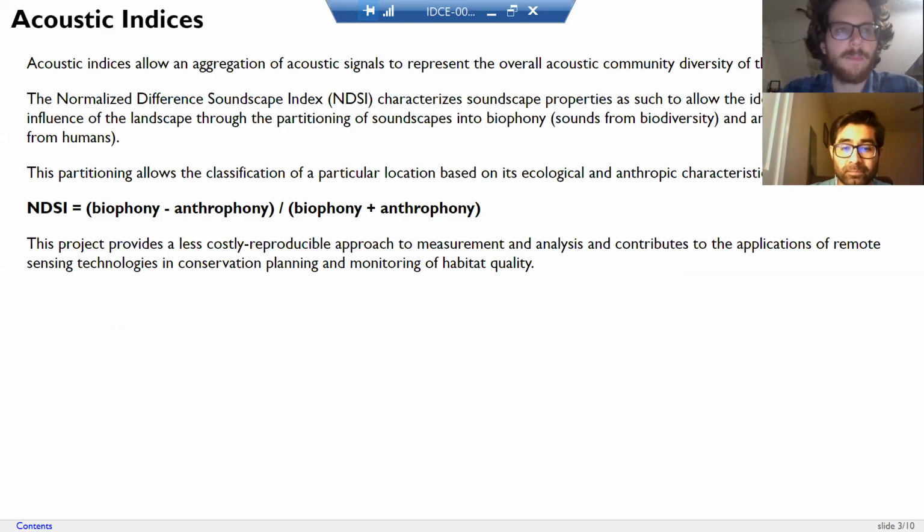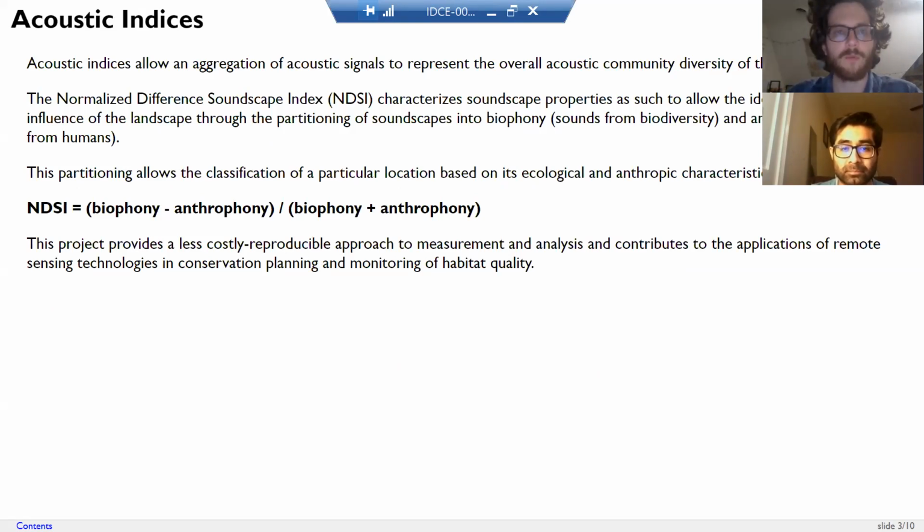Thank you, Gabo. Just to comment on acoustic indices, the reason we're using them is that they allow an aggregation of acoustic signals to represent the overall acoustic community diversity of the landscape. What that means is we're using them as a proxy for biodiversity. Analyzing this gives us an idea about the biodiversity of the landscape, animals inside of there, and so forth.